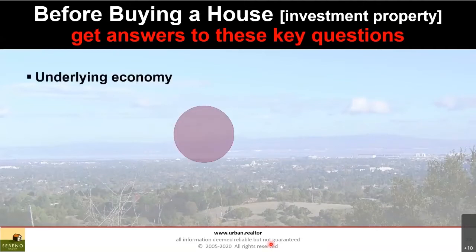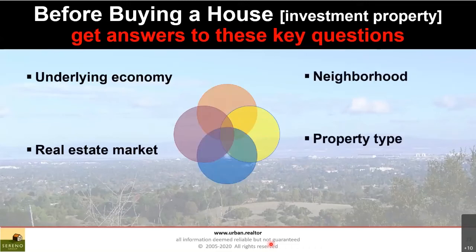I basically divided it into a few categories. And the first category is underlying economy, real estate market, neighborhood, and property. So these are the four categories that everyone should be investigating before buying a house. Okay. So in the underlying economy, what do we have there?